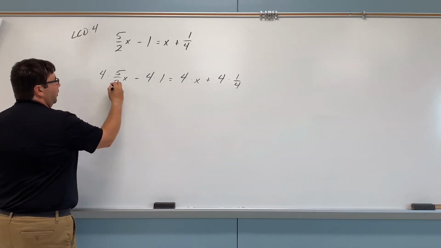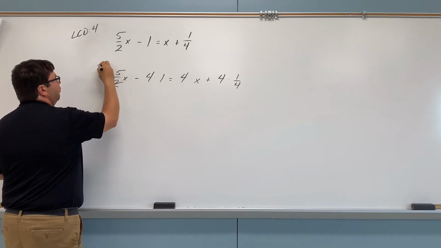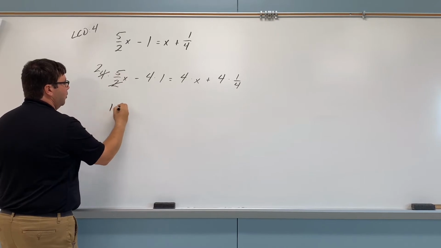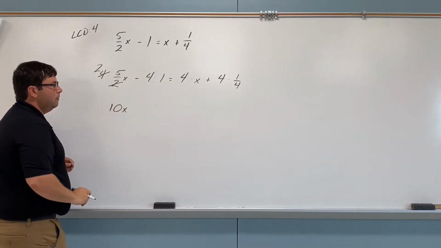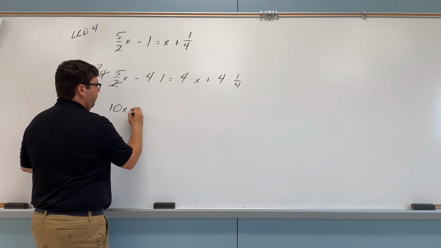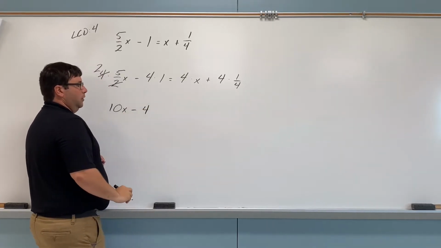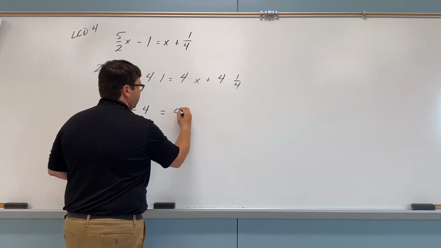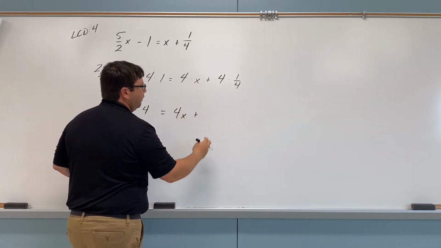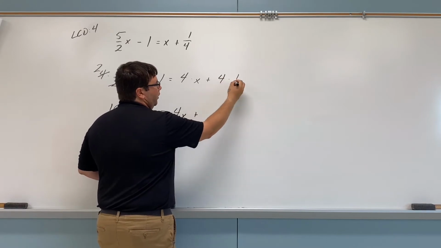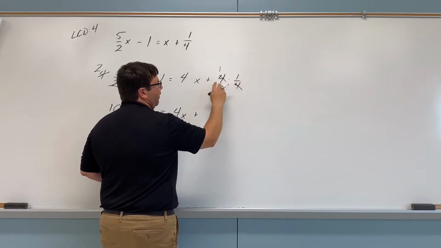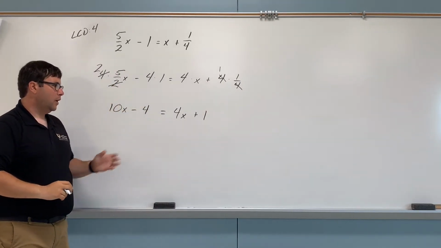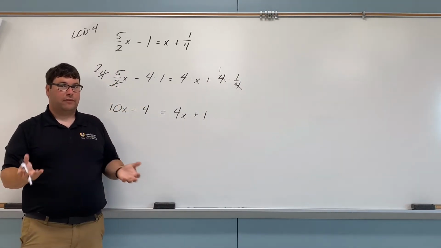2 can go into 4 2 times. So this is effectively 2 times 5, or 10x. This is 4 times 1, so 10x minus 4 is equal to 4 times x, plus 4 can go into 4 perfectly 1 time. So this is effectively 1 times 1. Now my new equation has no fractions.